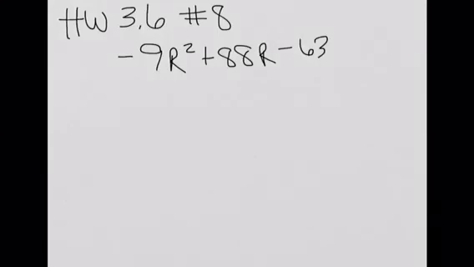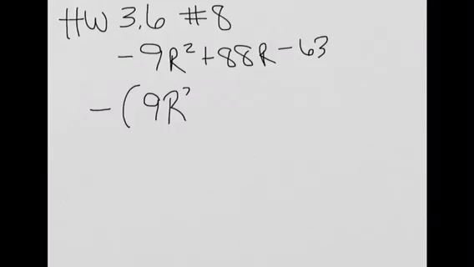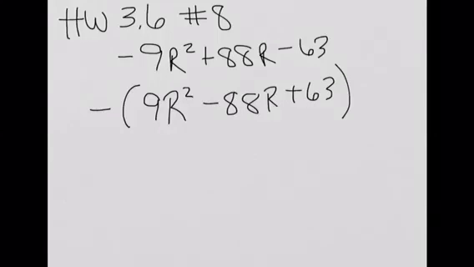So the only thing I can do is what we talked about today, pulling out a negative. So I end up with a positive 9r squared, a negative 88r, and a positive 63. When I pull out that negative, you have to remember to change all of your signs. So that negative is just going to hang there until the very end when I'm going to put it back on the outside of my fully factored problem. So what I'm going to do is just start going through the steps here.